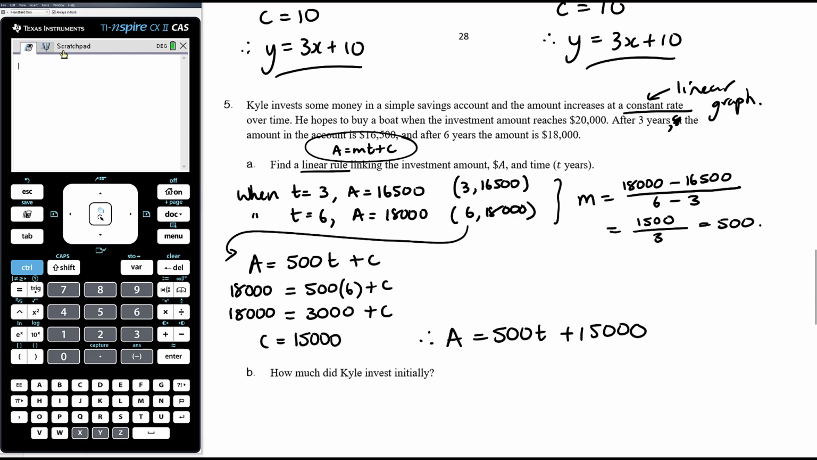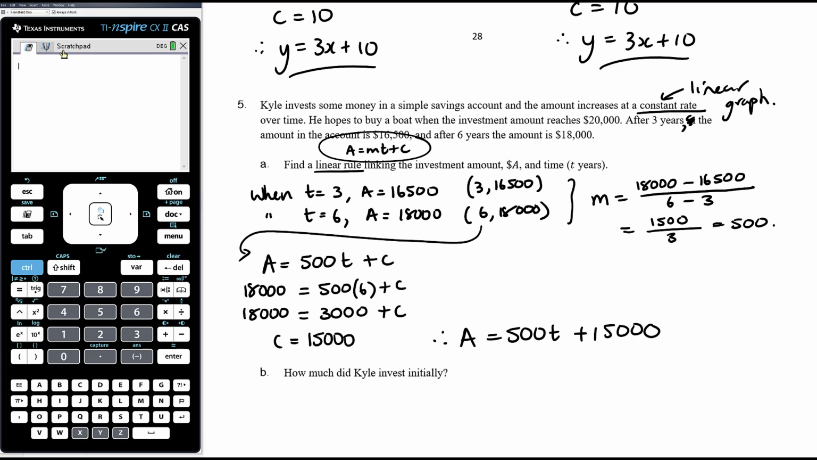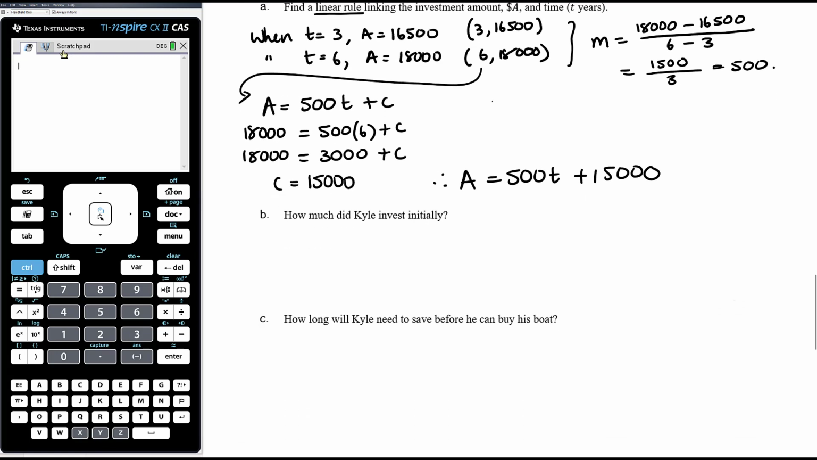Again, you could have used point gradient form, so it wouldn't be y, it'd be A minus one of the y values, so 18,000 for example, equals your gradient, which is 500 times t minus the x value of that same point, and then simplified it down to this point. Whichever you prefer. Perhaps in the application problems it's a bit easier to remain clear with what's happening to use your gradient intercept form, but both will work.